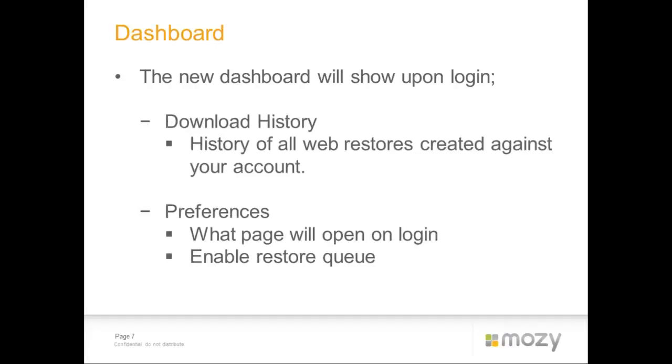You'll also see your download history, which is a history of all the web restores created against your account. So nobody can restore a file from your account without you knowing. Generally, whenever a restore is created online, you will get an email notification of it. Also, in the Download History tab from your web restore window, you'll be able to see a list of all your previous downloads, so you can keep track of all the downloads and restores created against your account. The preferences will list the options to choose what page you want to open on login, and also the ability to enable that restore queue we mentioned a while ago.